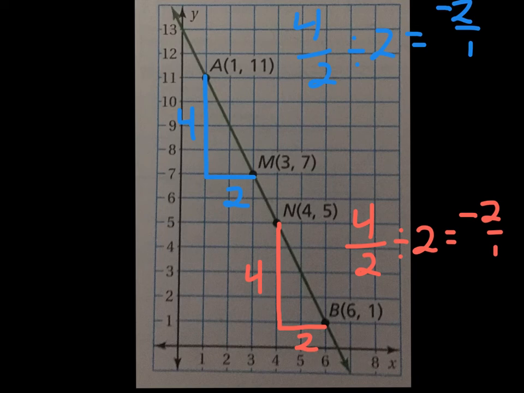Part C just wants you to do A and B again, but to use different points on the same line, which you could do. You could go from point A to point N. You could use M and go to point B. You would get the same thing as long as you pick a point that's on this line. You would get the same answer.